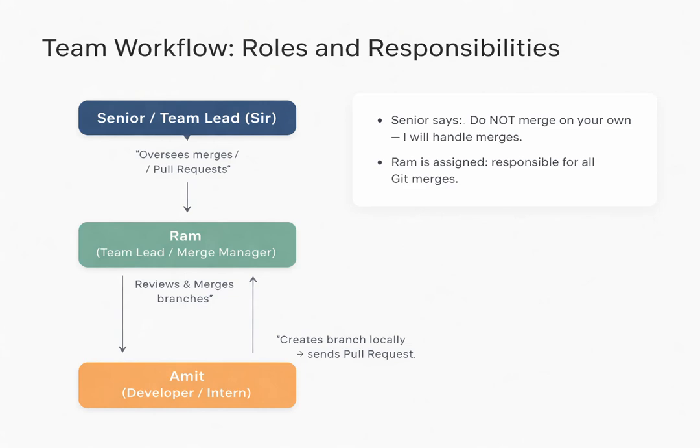Now, the senior has said clearly, do not handle Git merges on your own. I will take care of that. So Ram is assigned the responsibility of reviewing and merging all branches. Amit's job, and your job as a developer, is simply to create a branch locally, do your work, and then send a pull request. That's it. You don't merge. You don't touch the main branch directly. You just submit your work via a pull request and Ram, or whoever is the merge manager, reviews it and merges it. This separation of responsibilities is a real-world best practice that keeps the codebase stable and prevents accidental overwrites.